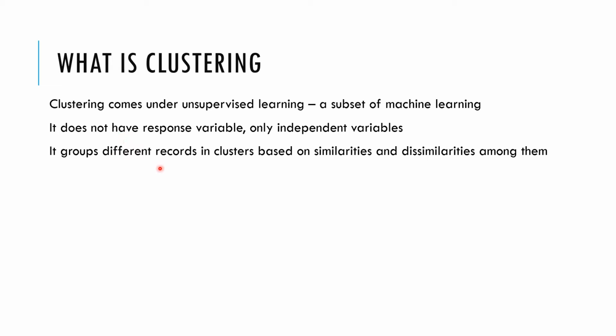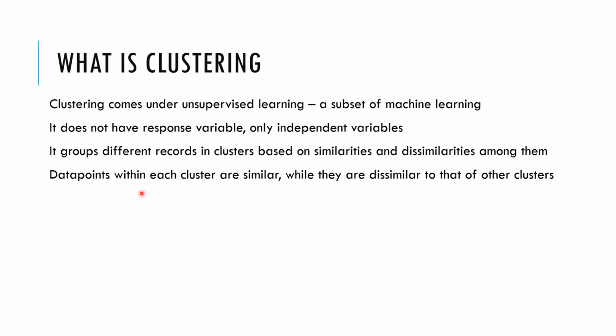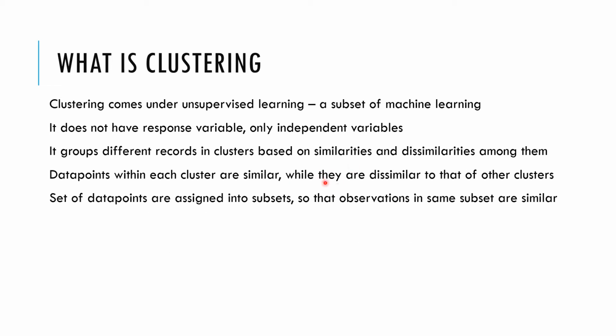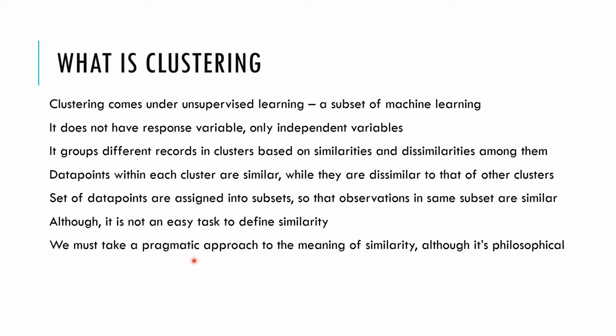What clustering does is group different records into clusters based on similarities and dissimilarities among these data points. Data points within each cluster are similar, while they are quite dissimilar to the data points from other clusters. So a set of data points is assigned into subsets so that the observations in the same subset are similar, and different subsets are dissimilar. Although it is not an easy task to define similarity, because it's a very philosophical question, we will use a pragmatic approach to do that.